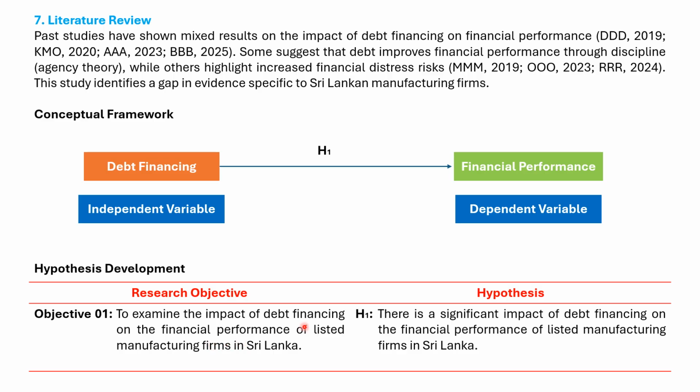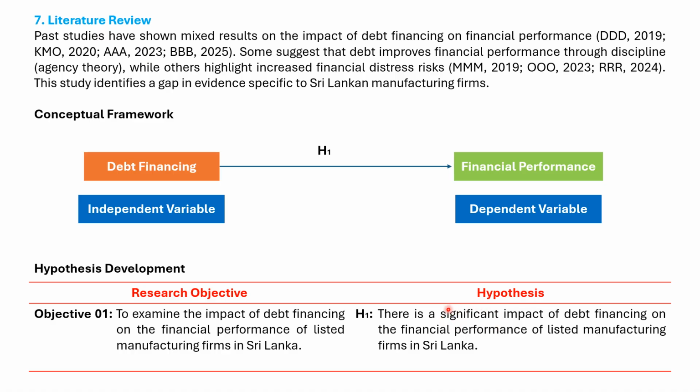That is the objective. The corresponding hypothesis for that is: there is a significant impact of debt financing on the financial performance of listed manufacturing firms in Sri Lanka. You can see that objective one and the hypothesis are mostly the same, but here is the difference. When you are writing the hypothesis, you indicate something like there is a significant impact. You assume that there will be a significant impact, right? So you need to write those three or four words there, and the rest is simply the remaining part of your objective. So we assume that there will be a significant impact.